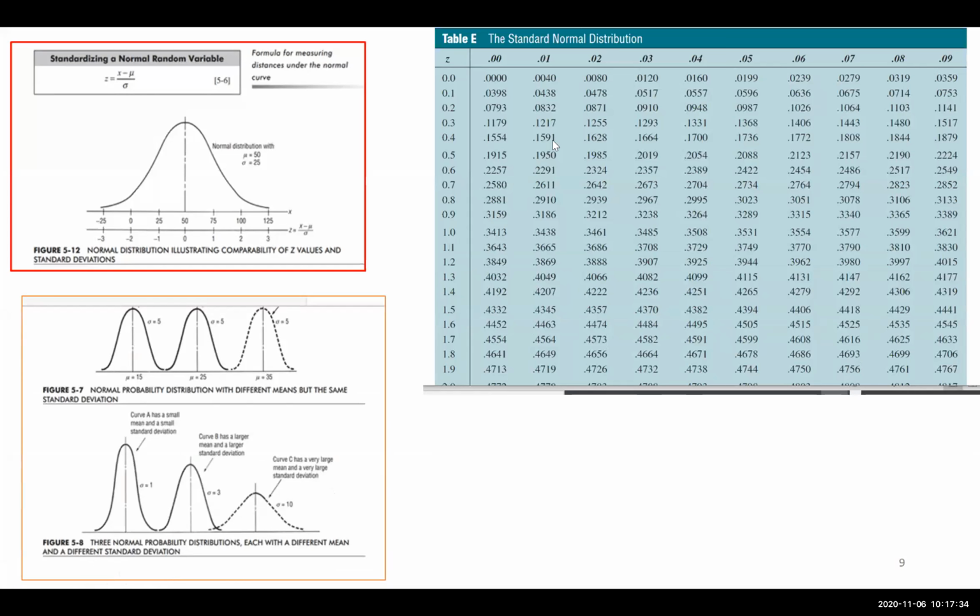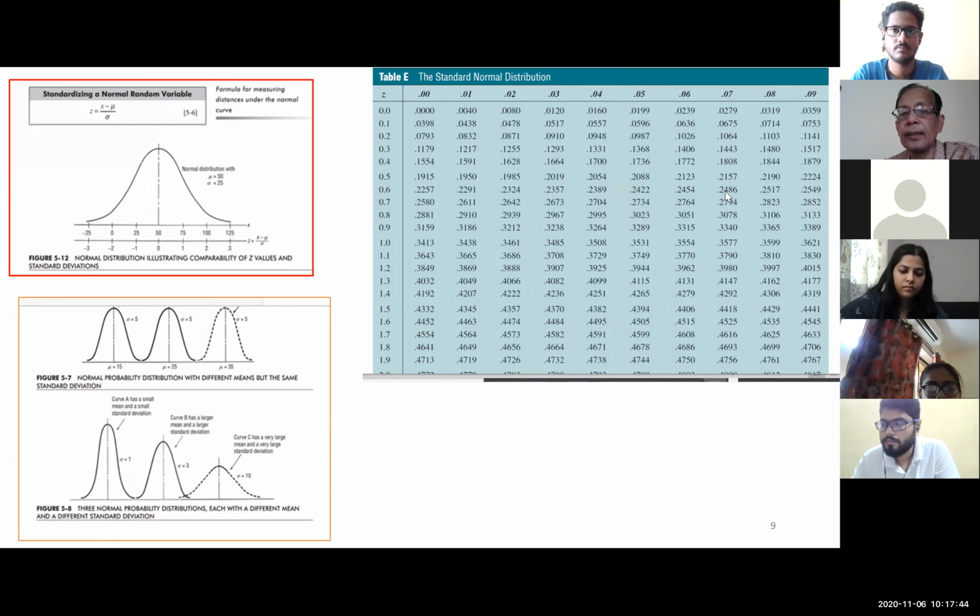Now I would request you, please open the normal table which was shared by Soumya. Can you please all check the normal table? I think Soumya must have given. Soumya, you had given? Yes, sir. So we got it? Yes, sir. You also mailed us in the meeting.